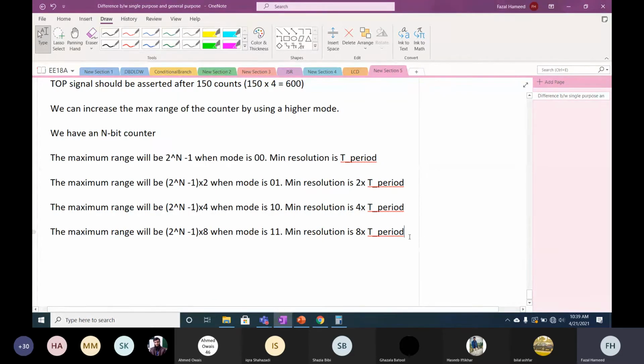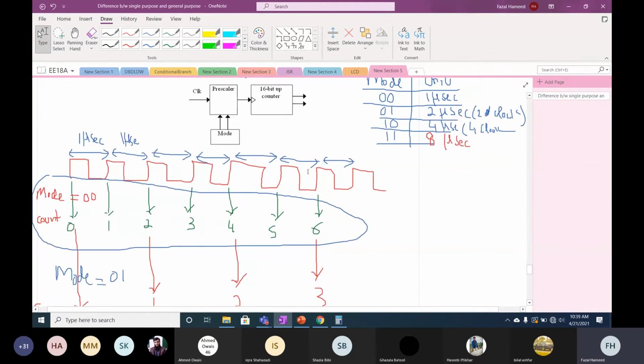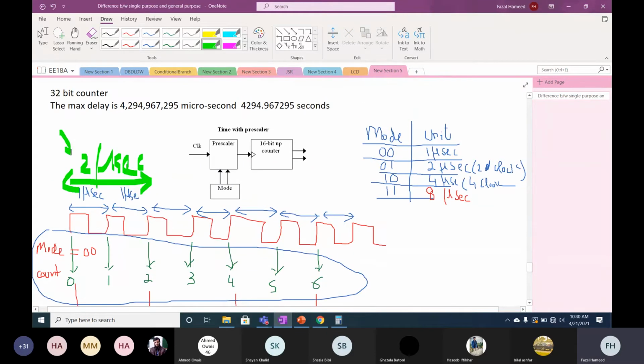So the resolution is referred to as the minimum time interval you can track with a single count. Okay, so in this case, if you look at mode 0, it means you are tracking 1 microsecond. If you change to mode 1, the minimum resolution you are now tracking is 2 microsecond.